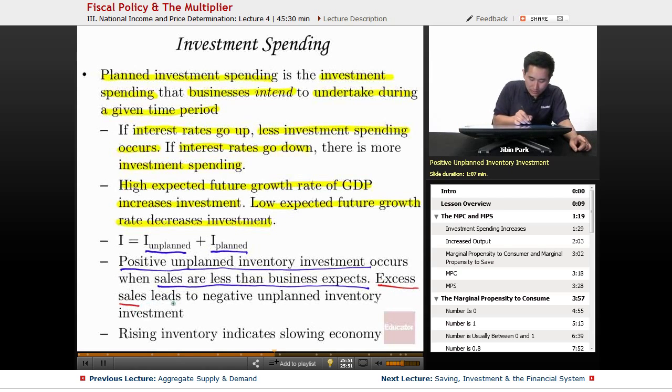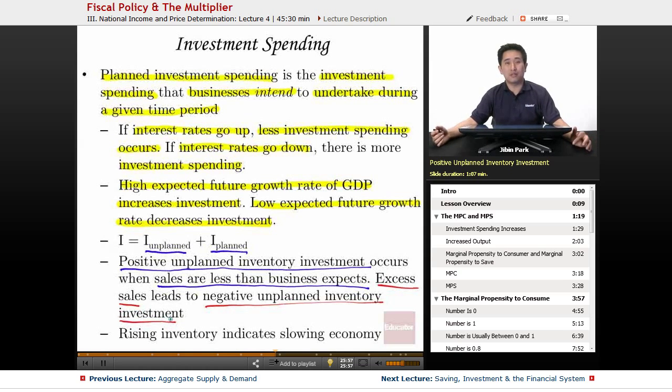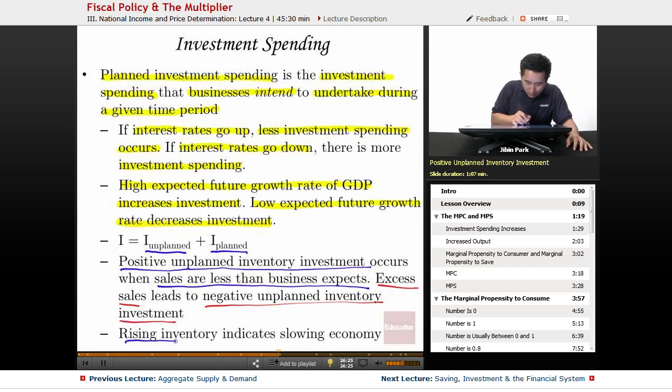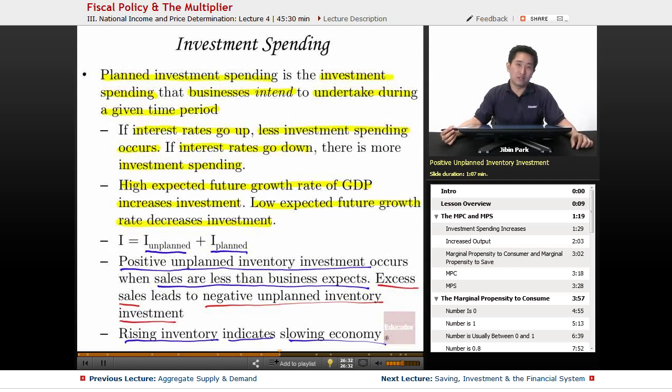Conversely, excess sales is going to lead to negative unplanned inventory investment. So if the unplanned inventory is negative, that means that there's probably a shortage, which means that sales were higher than you had expected. You only planned to have 500 cars sold, but you sold 1,000, so the unplanned inventory would be negative 500. Whereas if you plan to sell 2,000 cars and you only sell one car, then you have an excess inventory of 1,999. So if you have rising inventory, that usually indicates a slowing economy. If you have lowering inventory levels, then conversely, that's going to be a sign of a growing economy.